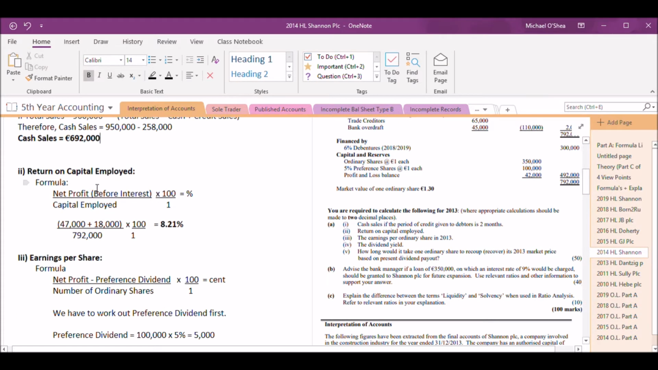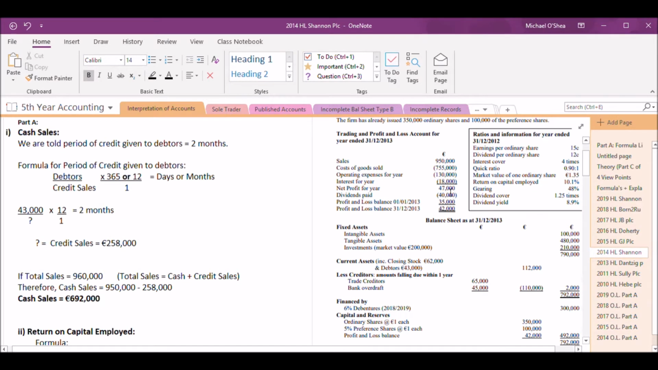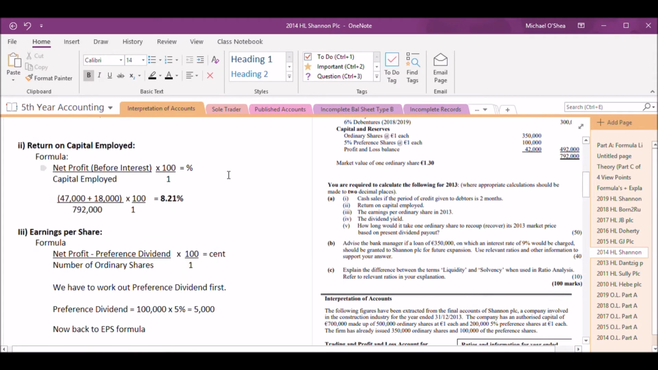Return on capital employed, ROCE. You have to work it out even if they don't ask for it here. Net profit before interest over capital employed. My net profit here is 47,000. My interest is 18,000. Therefore, my net profit before I took interest into account would have to be higher as I pay interest. So 47,000 plus 18,000 is my net profit before interest. Capital employed is here. It's your bottom, your final figures, your double underlined figures at the bottom of the finance side, and total net assets. 792,000 is that. So this works out to be 8.21% ROCE.